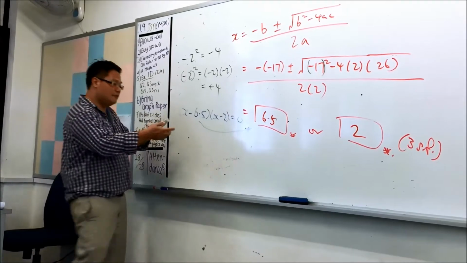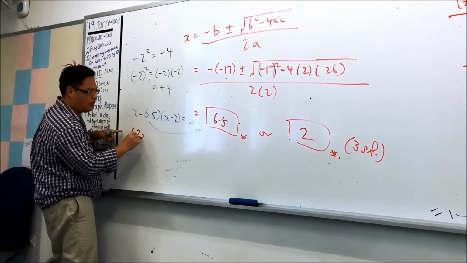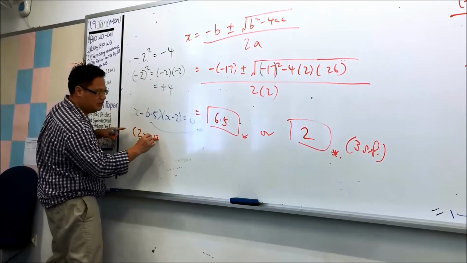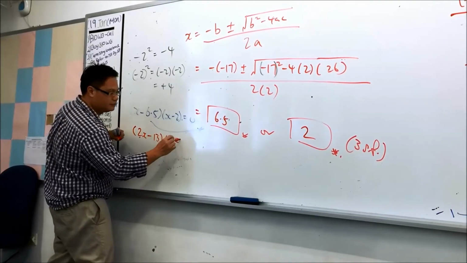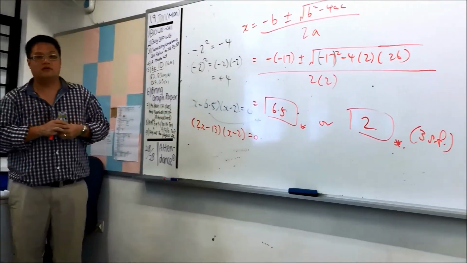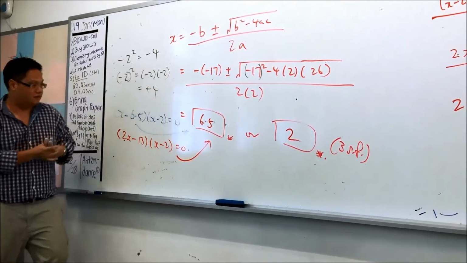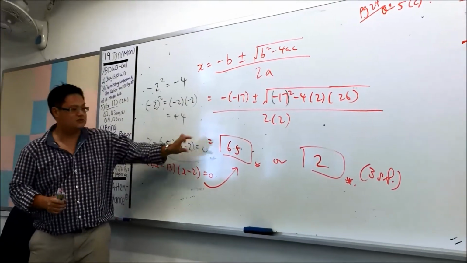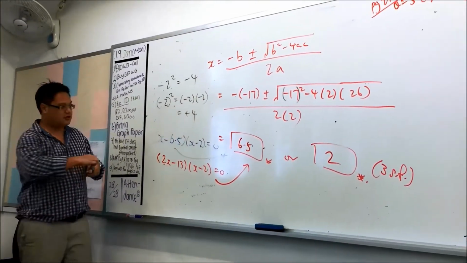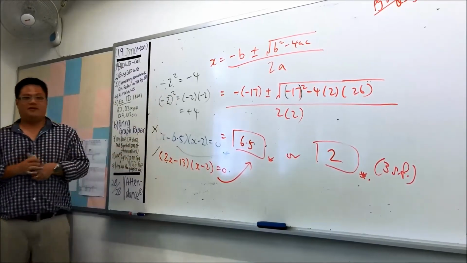If you put it in factorized form, it means you write it as 2x minus 13, and the other one is? Is it that you wrote this? Yeah, that is right. This is perfect. This is the factorization technique. This one is correct, this one is wrong. So this is wrong. This one is correct. Okay?